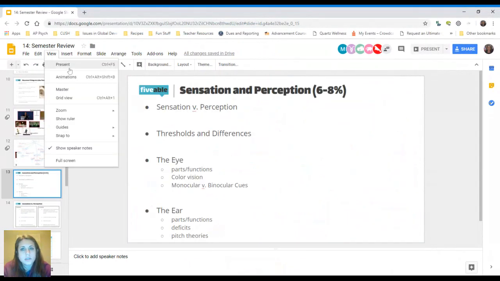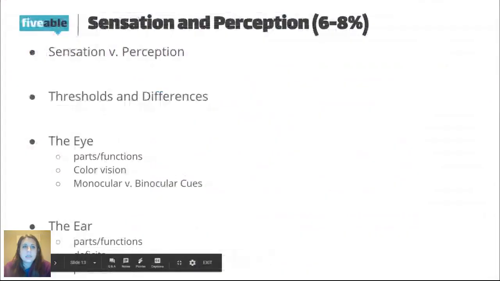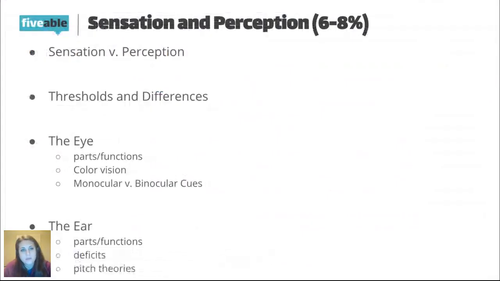So then the next unit is sensation versus perception, or sensation and perception, I should say. And so this is like a medium unit. It's 6 to 8% of the AP exam. So probably worth your time, reviewing a good amount for it. This is another pretty technical unit with a lot of science heavy vocab.